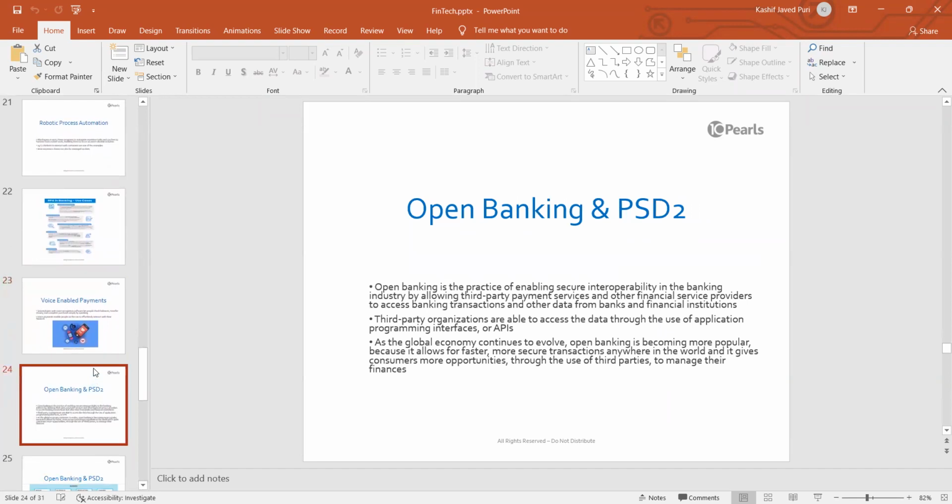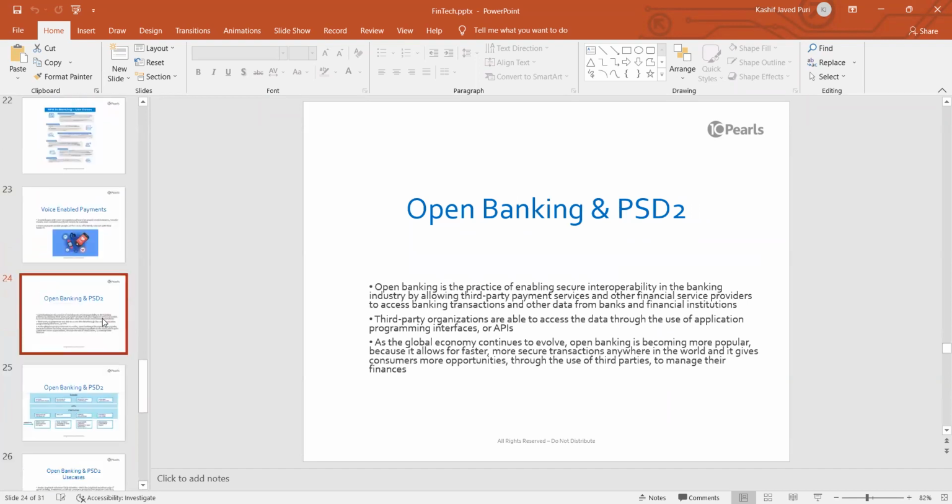So next one is open banking and PSD2. This concept was started around 2018. PSD is basically Payment Service Directive. In the UK, people call it open banking, and in Europe, it is called Payment Service Directive. And more or less, they are both the same.